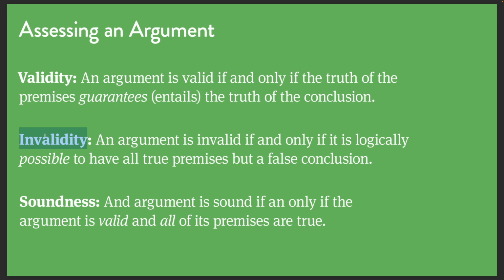And then invalidity. An argument is invalid if and only if it is logically possible for those premises to be true but the conclusion false. And Hank Green has some great examples in his video, so you can watch back and see the examples of that. And then finally, soundness. It takes the idea of validity, and it says an argument is sound if the argument is valid, so it has to be valid, and also all of its premises are actually true. And again, the Hank Green video goes into great detail about that, so I won't go any further here.